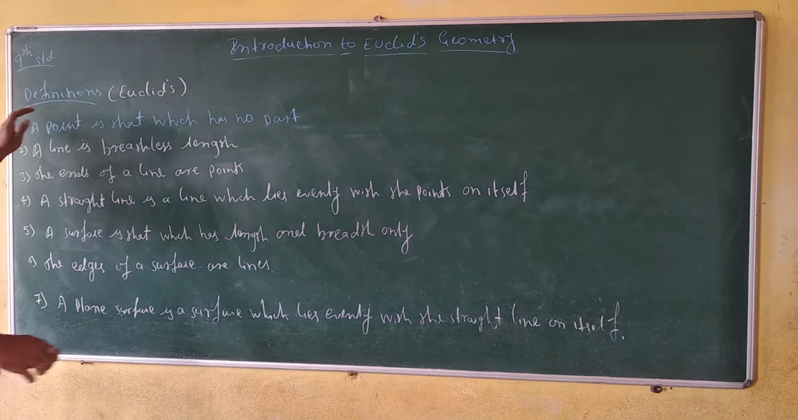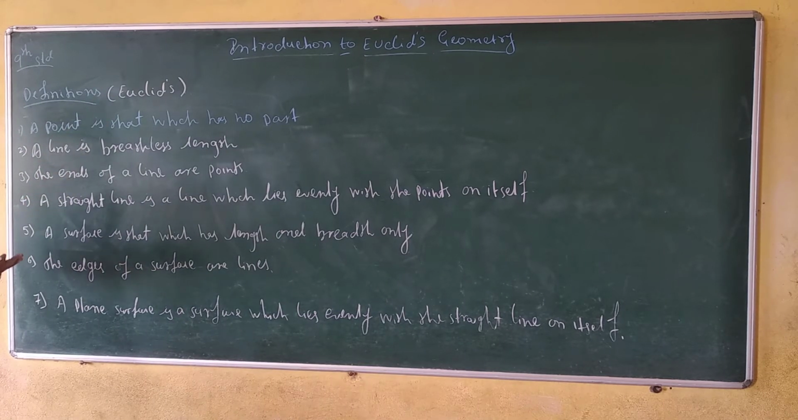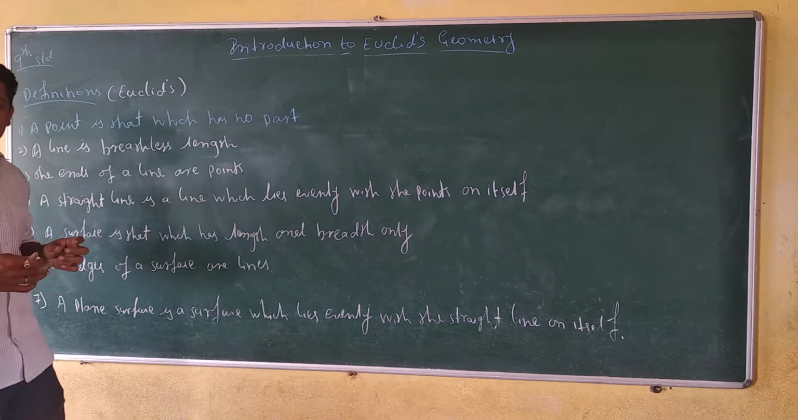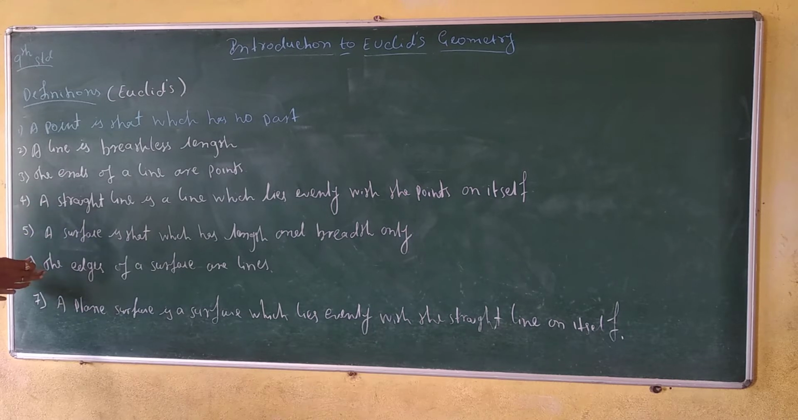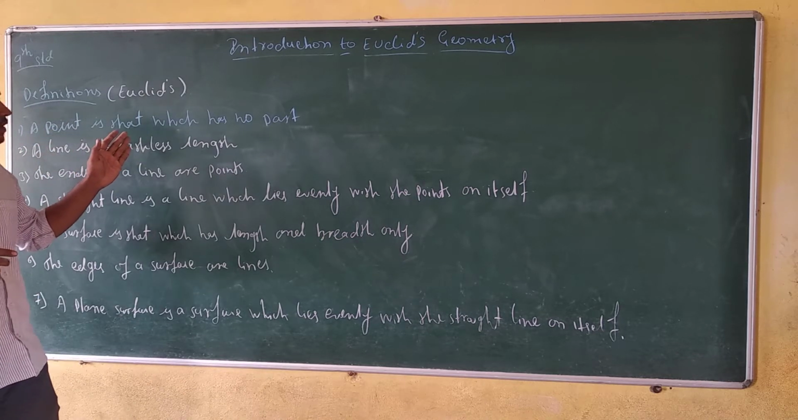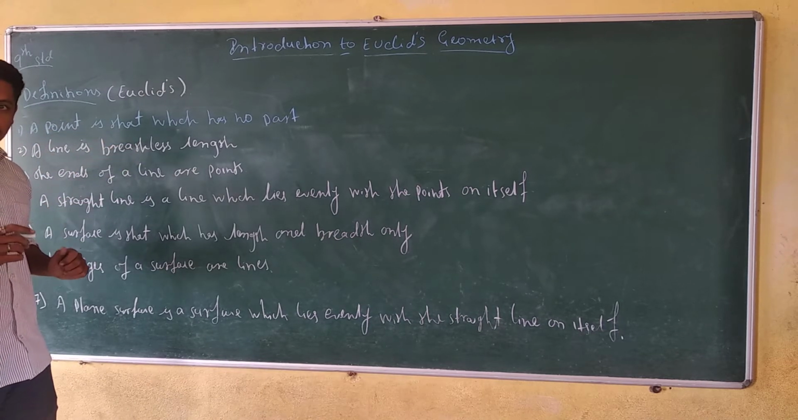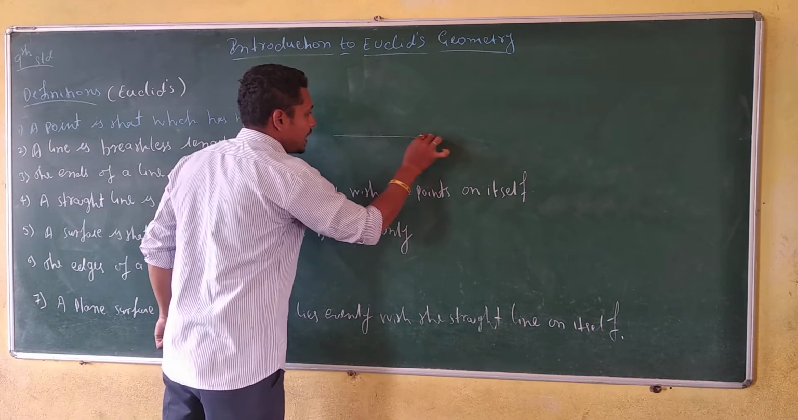So see here, dear students, these are the definitions according to Euclid. Before studying the axioms of Euclid, first you have to know his definitions. These are a few definitions in Book 1 of the Elements. First definition according to Euclid: a point is that which has no part. See here, this is one line.